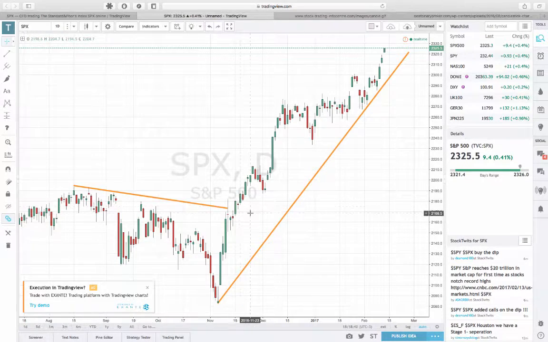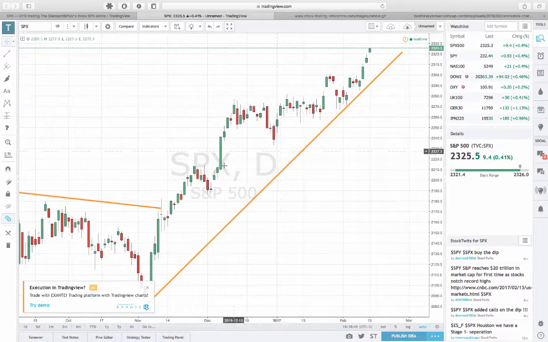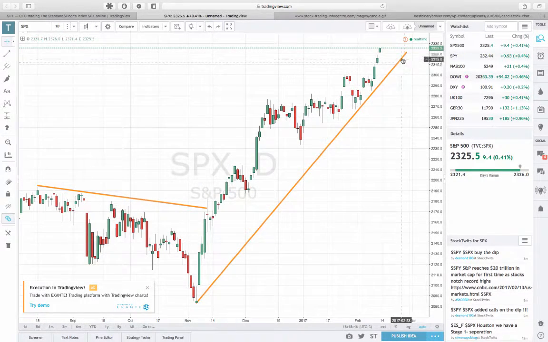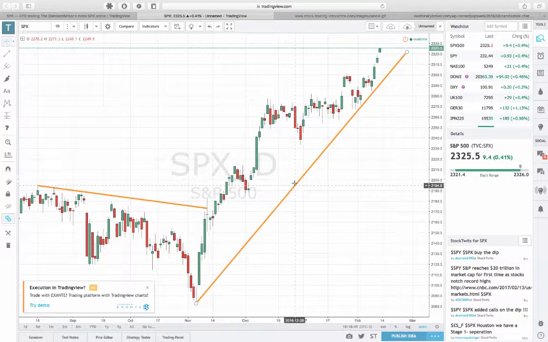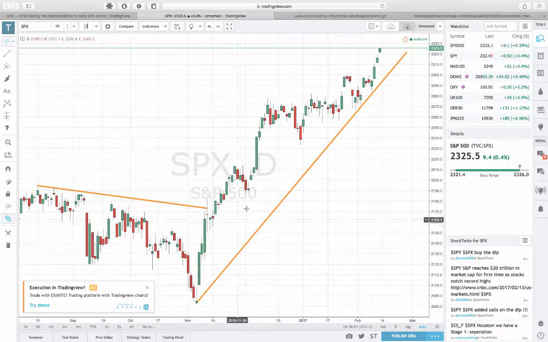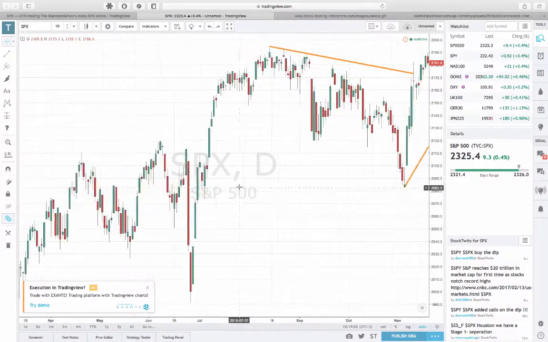So in this case, this trend has been pretty steep. Look at the difference in angle between this trend line and this trend line. So there's much more momentum, and there's a lot more belief in the price going up because of the difference in the angle.